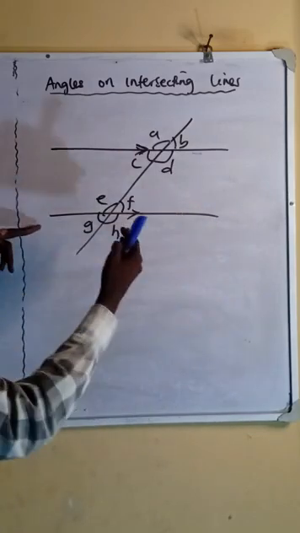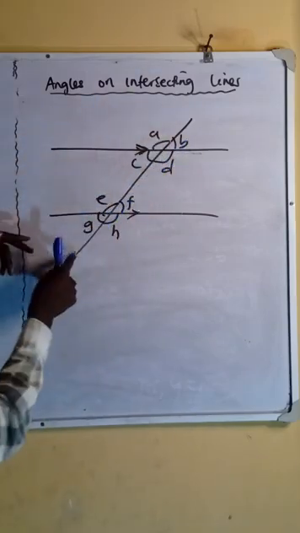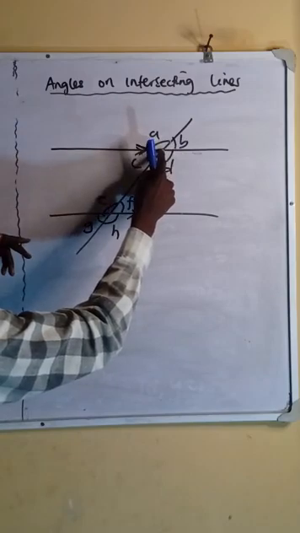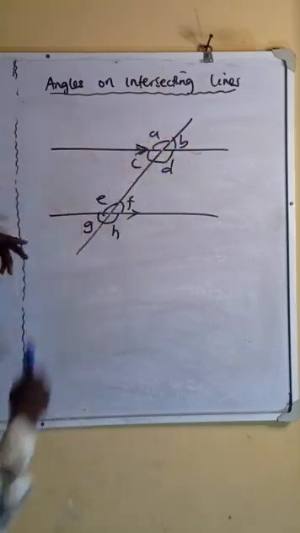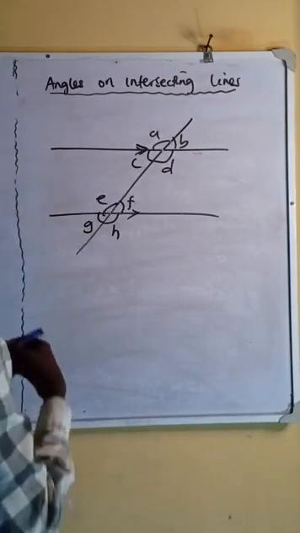If these two lines are parallel, the line that intersects both lines, you see now it intersects this line and also intersects this other line, there is a line that cuts through both lines. Since it cuts through both lines, this line is called a transversal.